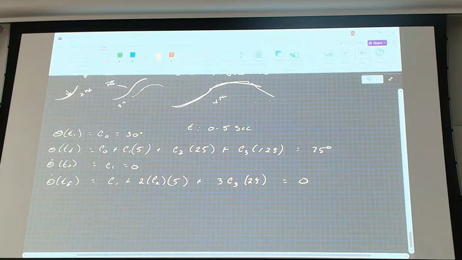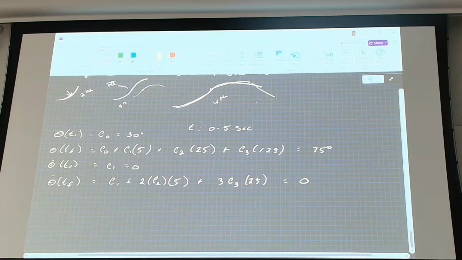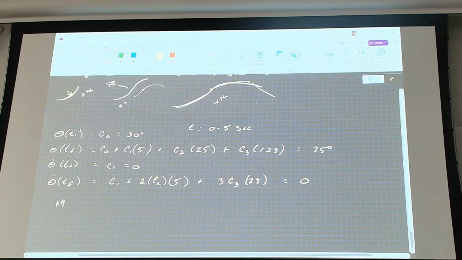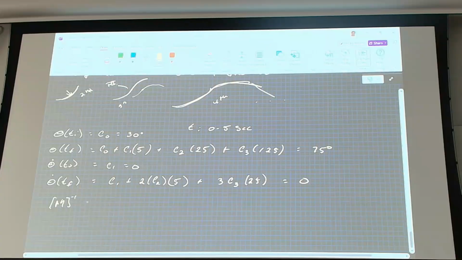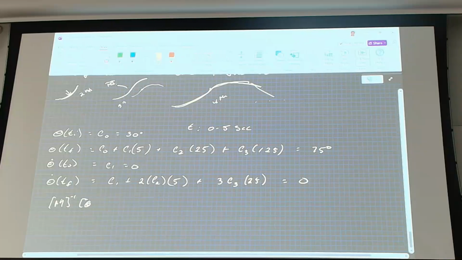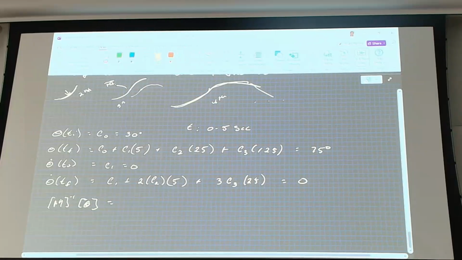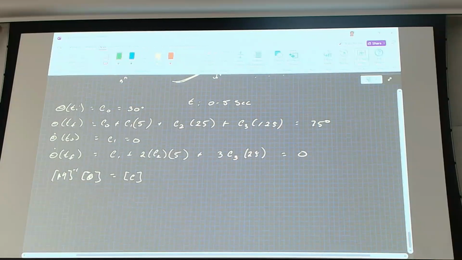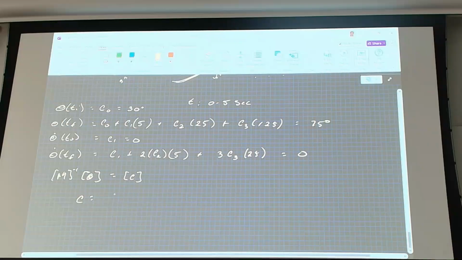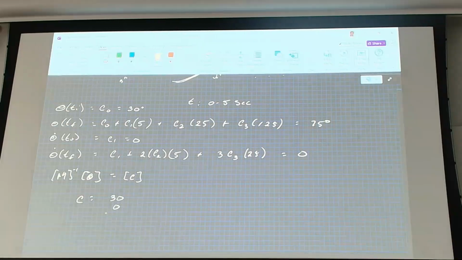Okay, so we have a variety of initial conditions, and I can solve for them using any methods that we want, but we can also just put them into what we have. So we're going to have our M matrix inverse times theta, and we're going to get our C vector that we see right here. When we do that, very simple calculation, we're going to find that C is equal to 30, 0, 5.4, and 0.72.